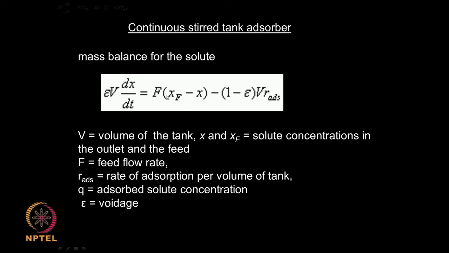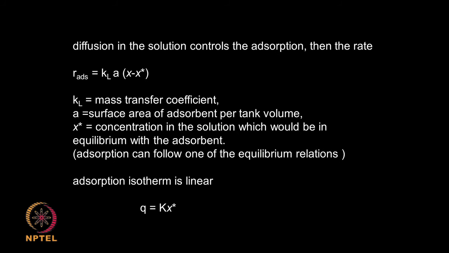F into xf is the amount of solute that is entering, F into x is the amount of solute that is leaving. Okay. Xf is large, x is small because some adsorption has taken place. Then R adsorption is the rate of adsorption per volume of tank. Okay. So, you have input, you have output through the flow, and the liquid loses some solute because it gets adsorbed onto the adsorbent. So, this is the mass balance for the solute. For R adsorption we can put different equations, we can put Langmuir adsorption, Freundlich, linear or whatever you feel like, right.